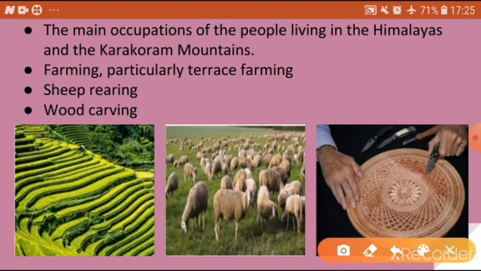So these three are the main occupations of the people living in the Himalayas and Karakoram mountains. So what are they? Farming, especially terrace farming, sheep rearing and wood carving.